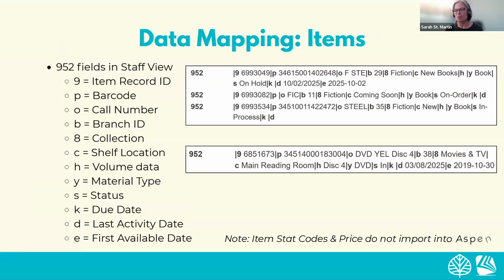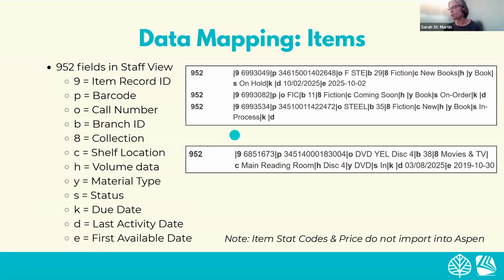All right, now we're just going to talk a little bit about data mapping. So information is taken from item records in Polaris and added to Aspen's staff view of the MARC record, and it's added as a 952 field. And then you have all these subfields that correspond to everything else in the item record.